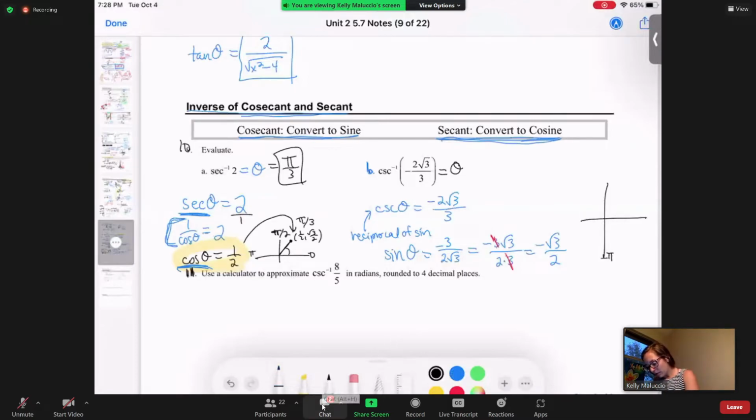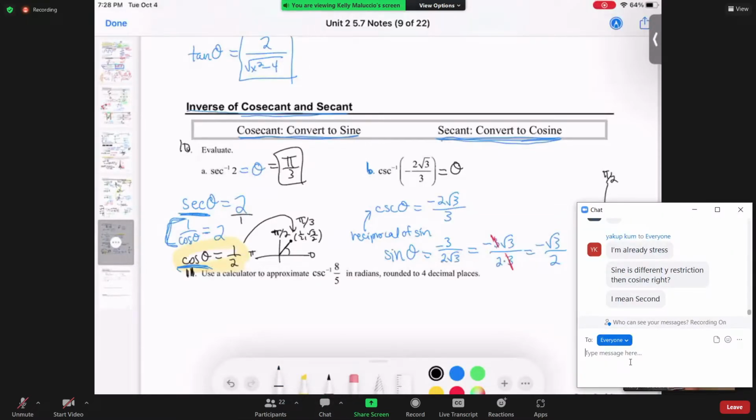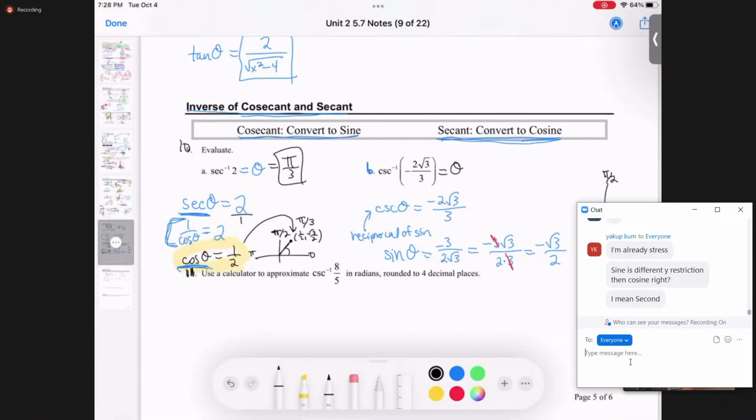And remember, we're going -π/2 to π/2 because we're looking at sine. And I want -√3/2. So I know that that's going to be over here in this quadrant because I want -√3/2 to be the y. And so this is going to be, I think, -π/3. Yeah, because this is like π/3.